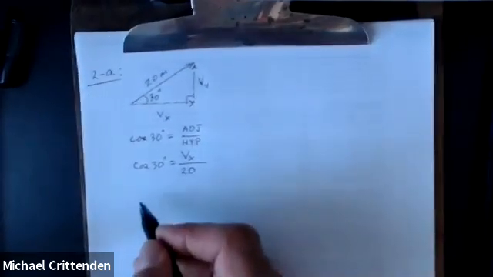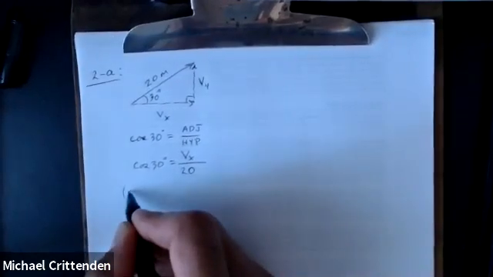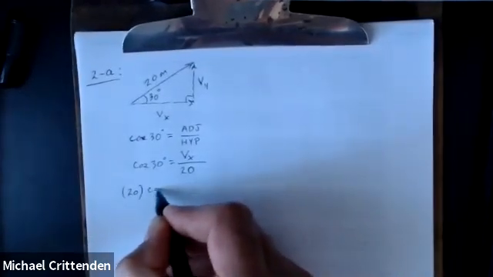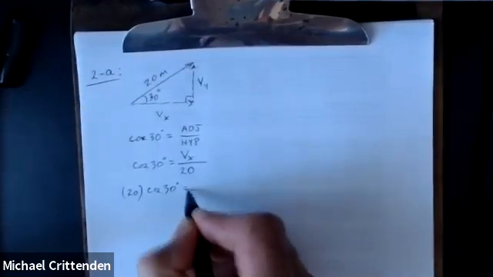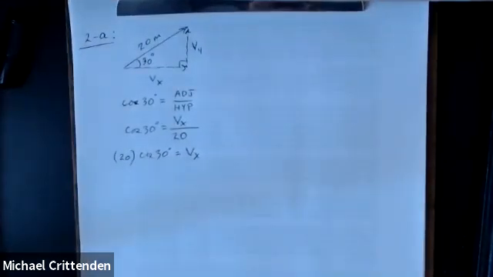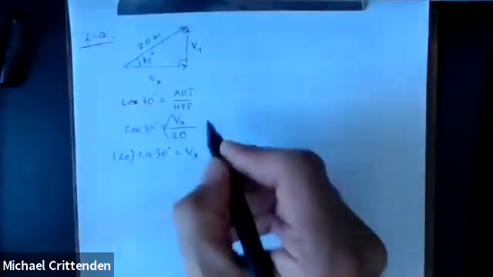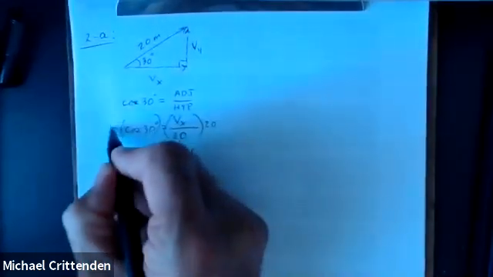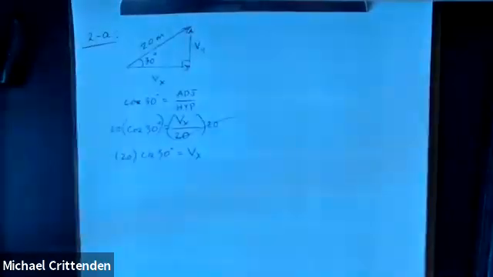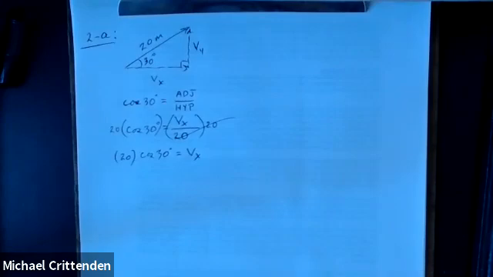Okay, the thing to do next would be to multiply both sides by 20. If you want to be a little more step-by-step about it, you multiply that by 20 and you multiply that by 20, and you see 20 over 20 cancels there, and it's just Vx times 1.